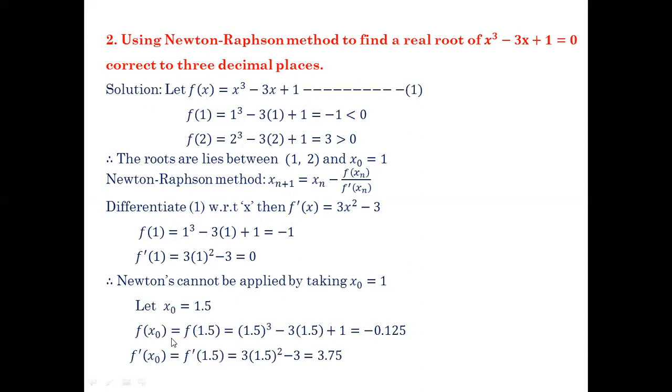Therefore, I can take x naught is equal to 1.5. Find out f of x naught equals f of 1.5. That is x cube minus 3x plus 1, that is 1.5 whole cube minus 3 into 1.5 plus 1. Simplification gives minus 0.125. F dash of x naught, which is equal to f dash of 1.5, is 3 into x square minus 3, 3 into 1.5 whole square minus 3, which is equal to 3.75.